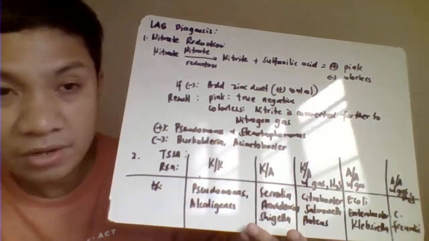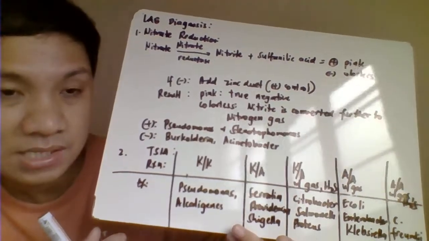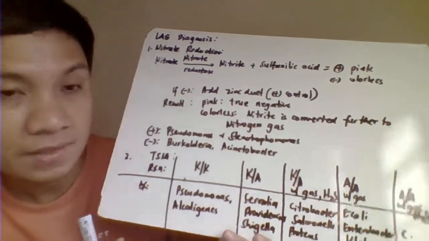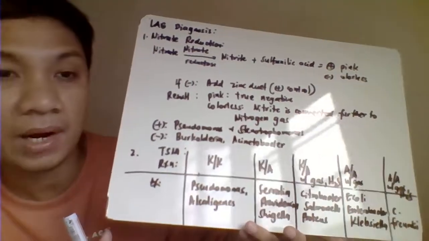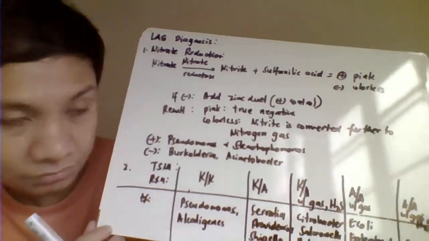So we consider Pseudomonas and your Stenotrophomonas as nitrate reductase positive, whereas your Acinetobacter and your Burkholderia are nitrate reductase negative. They don't have the enzyme nitrate reductase.